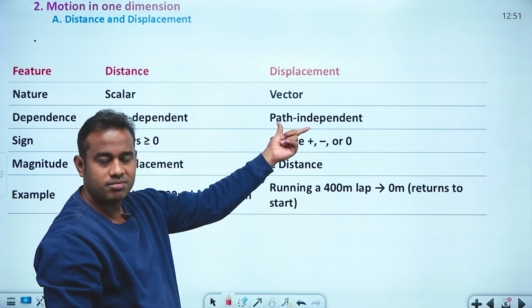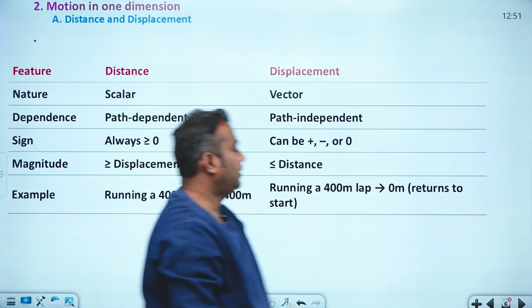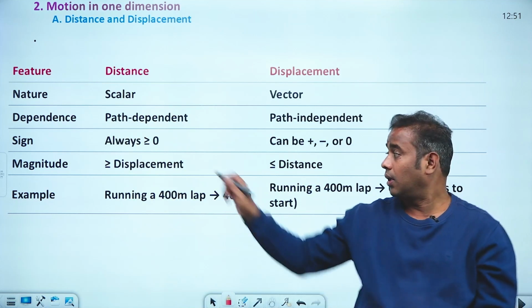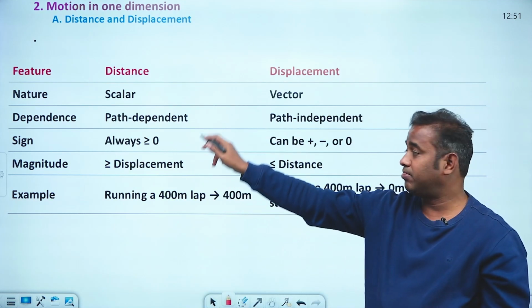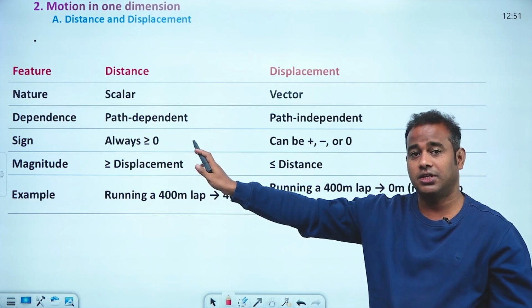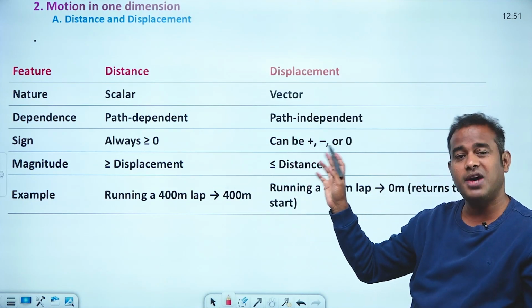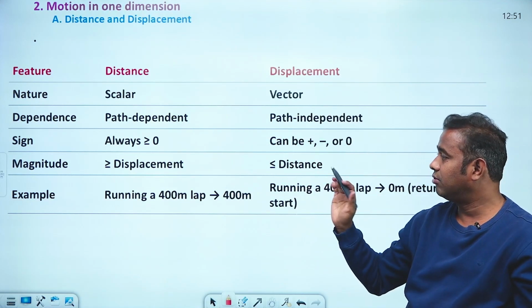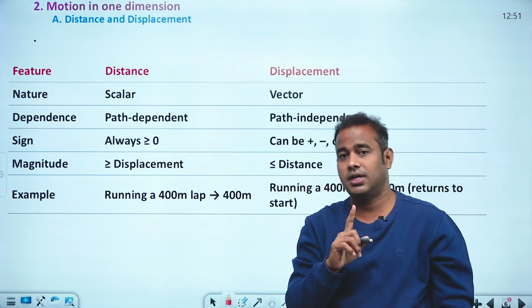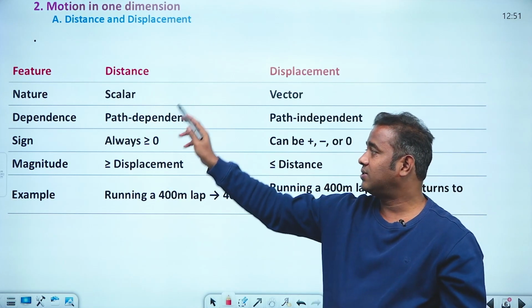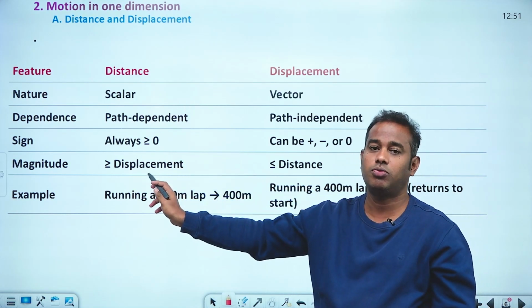That's the reason why it becomes path independent here. Then this distance is always greater than 0, or else it is 0, whereas the displacement can be a positive or negative quantity. The main point you have to understand is that the distance is always greater than or equal to the displacement.